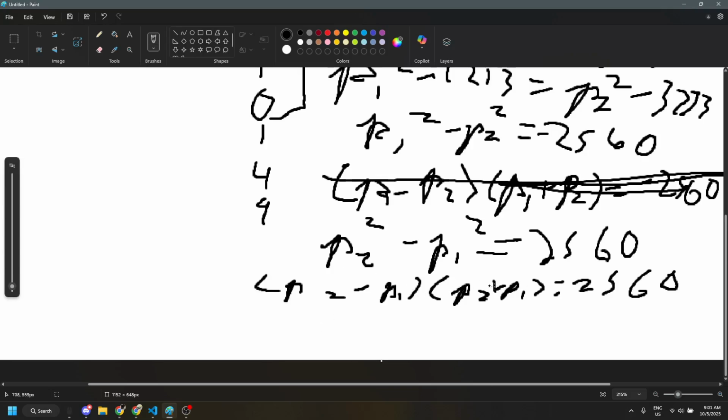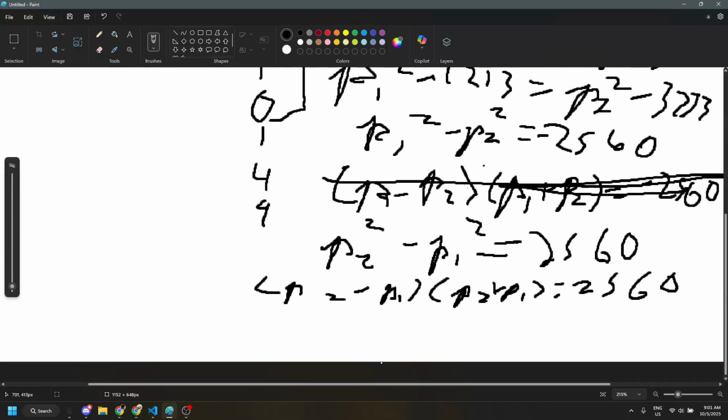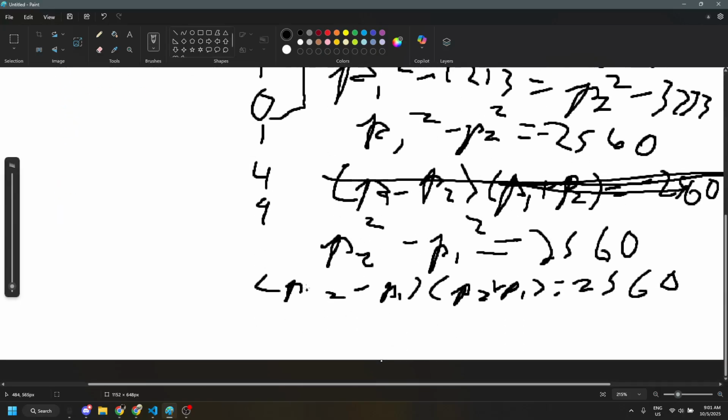So that means that, of course, since these are integers, this minus this is going to be positive and this minus this is going to be an integer. So this is less than, and since they aren't consecutive, this isn't 1. Okay, we're getting somewhere now. These integers are less than 2560.